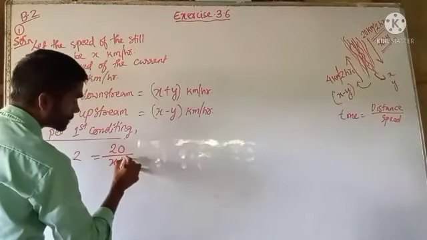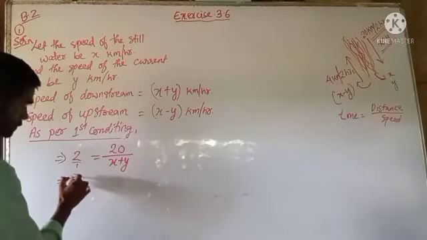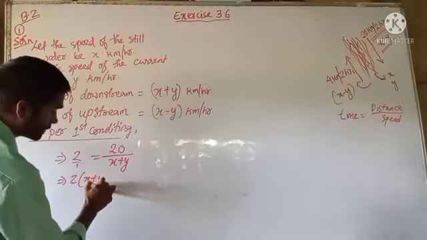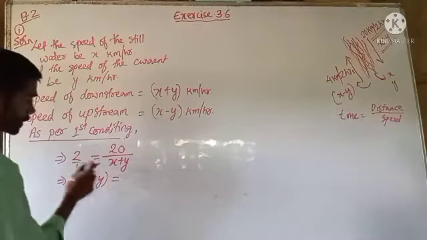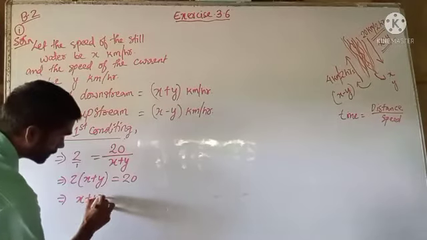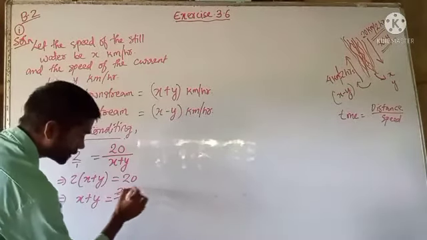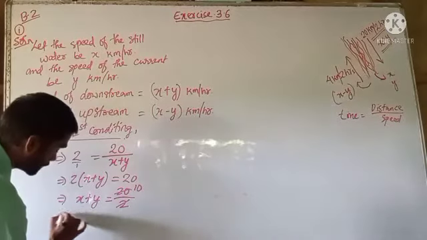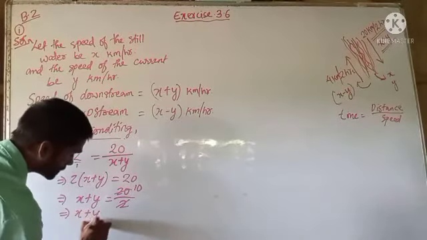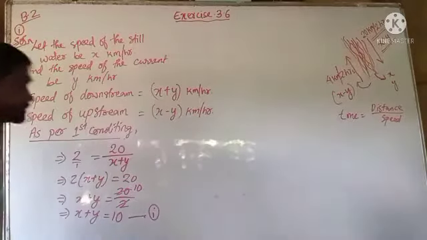So 2 is equal to 20 by x plus y. Now we will cross multiply here. 2 into x plus y is equal to 20 into 1, we get 20. Now x plus y is equal to 20 by 2. We will cancel it, 2 times 10 is 20. So x plus y is equal to 10. This is our first condition.